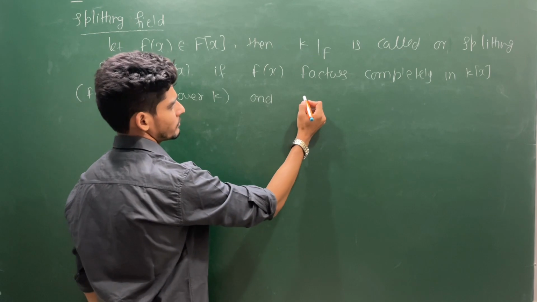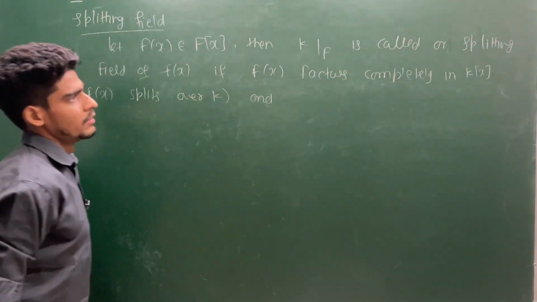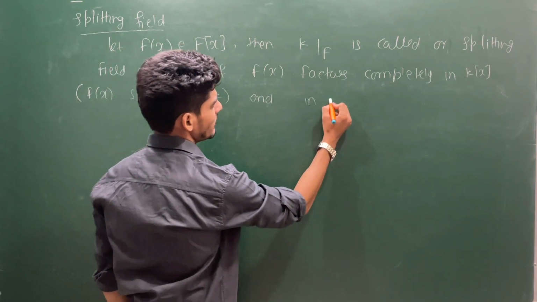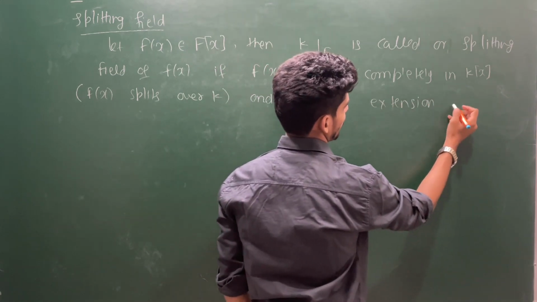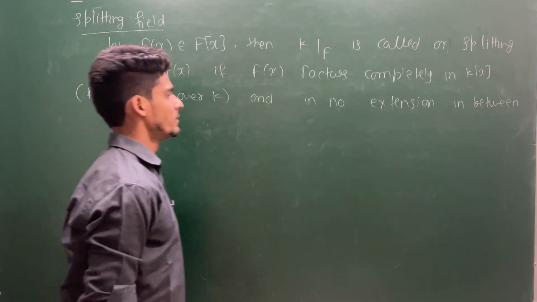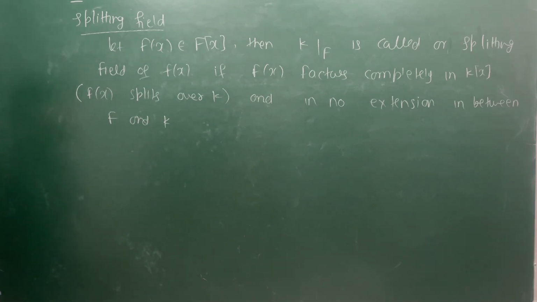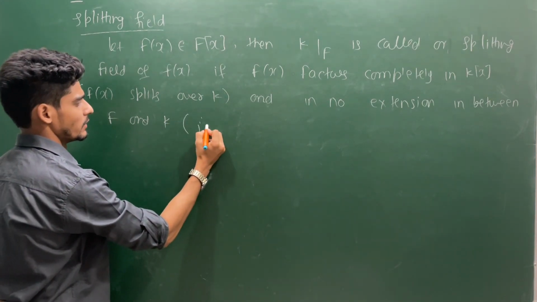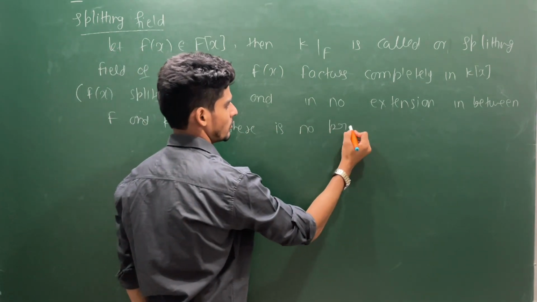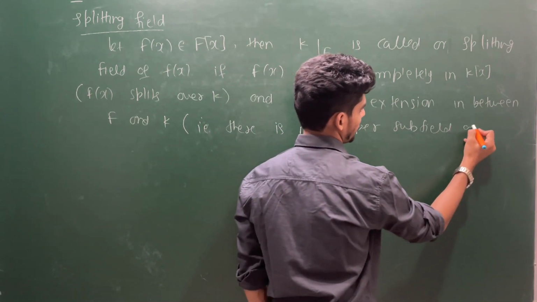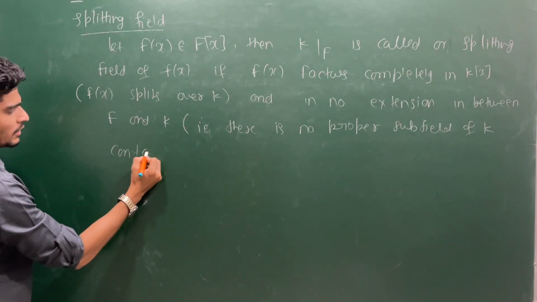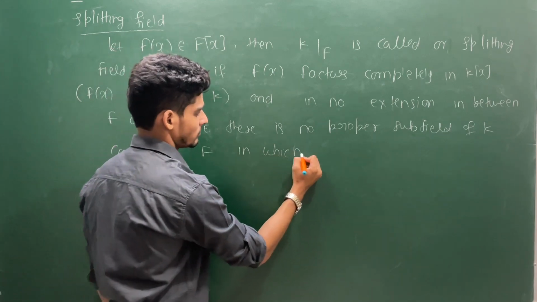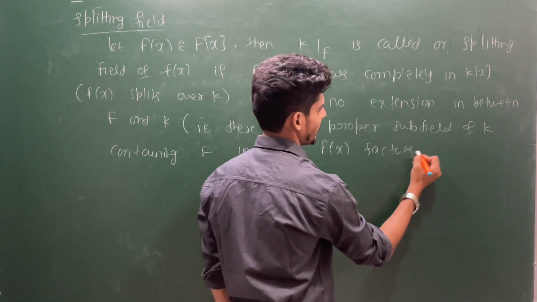and this K over F is called a splitting field of f(x) if f(x) factors completely in K[x] and in no extension in between F and K. That means there should be no proper subfield of K containing F in which f(x) factors completely.